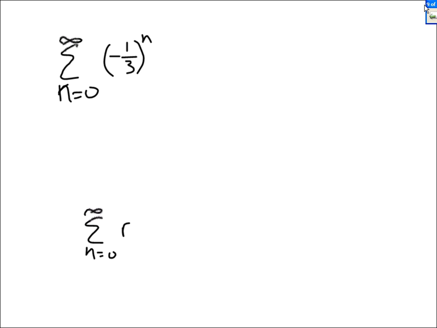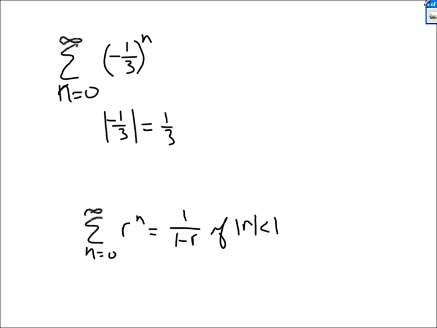Okay, so let's do some standard ones. Suppose you have this. So let's find the sum, n goes from 0 to infinity of (-1/3) to the n. Remember that the summation as n goes from 0 to infinity of r to the n is 1 over 1 minus r, if the absolute value of r is less than 1. In our case, r is -1/3, and the absolute value of that is 1/3. Okay, that's less than 1.